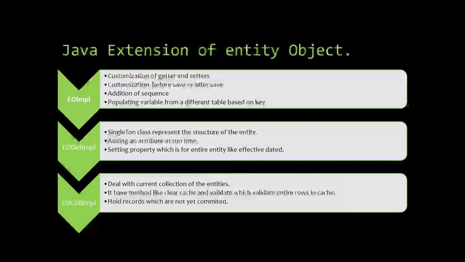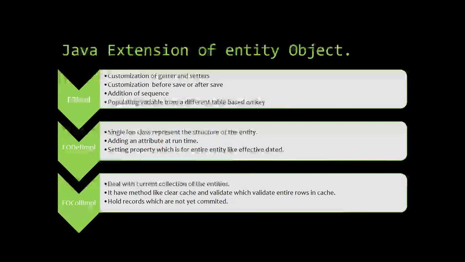Addition of a sequence is one thing, and populating a variable from a different table is another. So let's say you have a department ID, and you want to have a department name in your entity object itself. That's also something you can do. You can use the EOIMPL class for this. There are different ways of doing this, like EOXSL and so on.